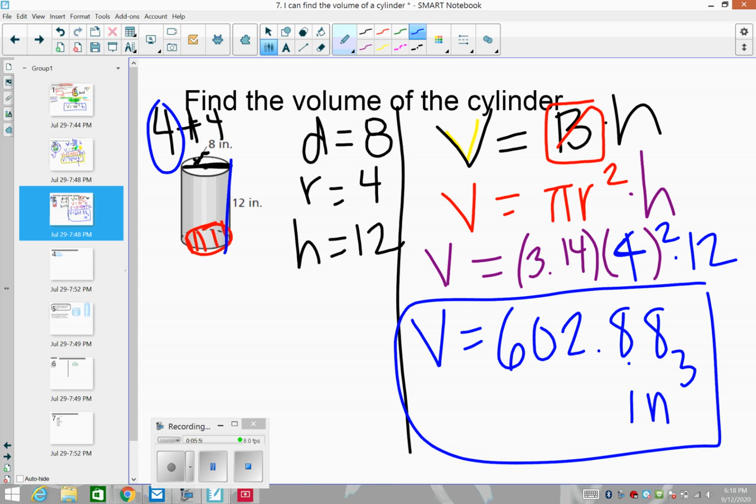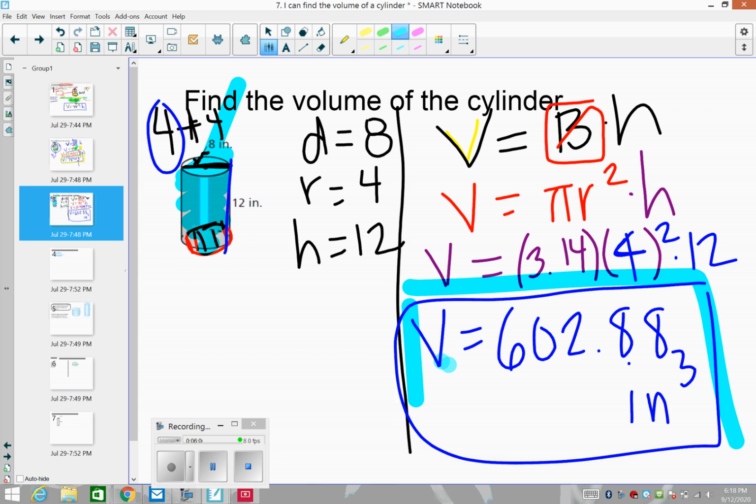So we're talking about how much does this cylinder hold? How much can we fill it with? The volume is 602.88 inches cubed, the volume of that cylinder. If I'm going too fast, go ahead, pause the video. Otherwise, we're going to keep moving on.